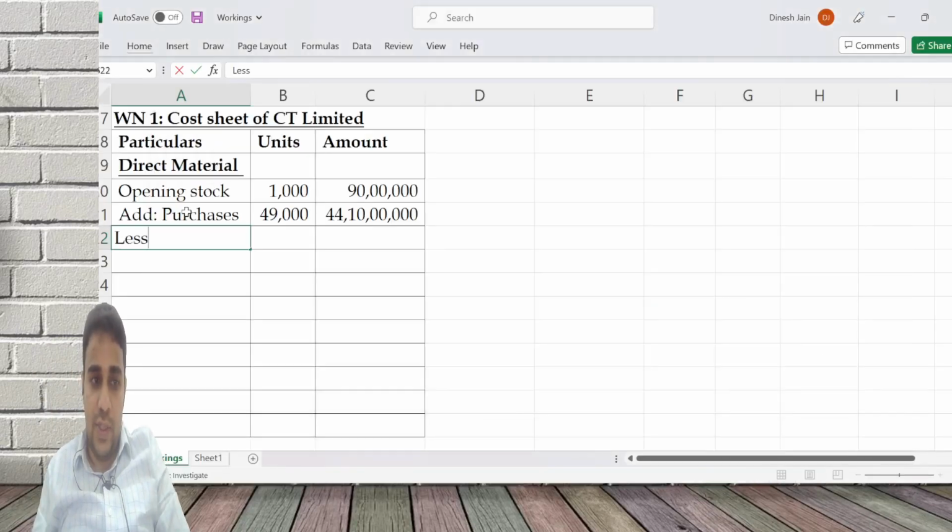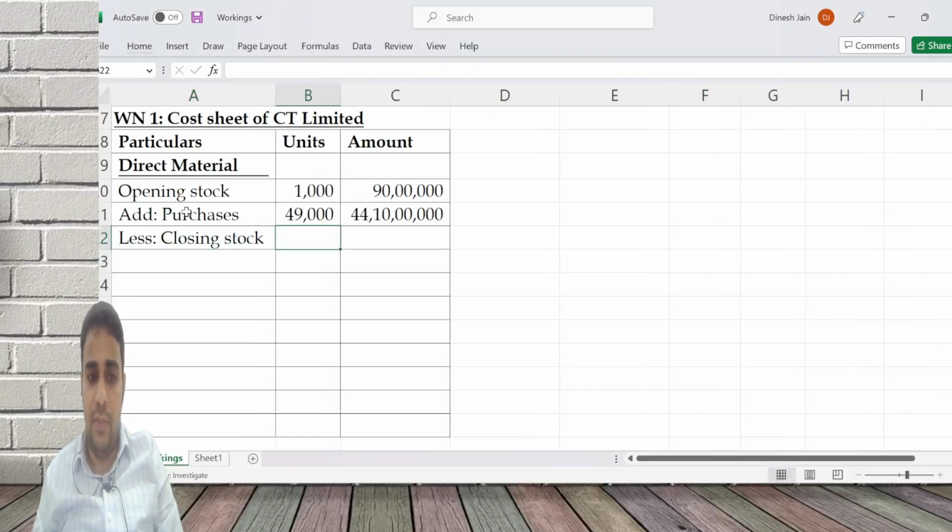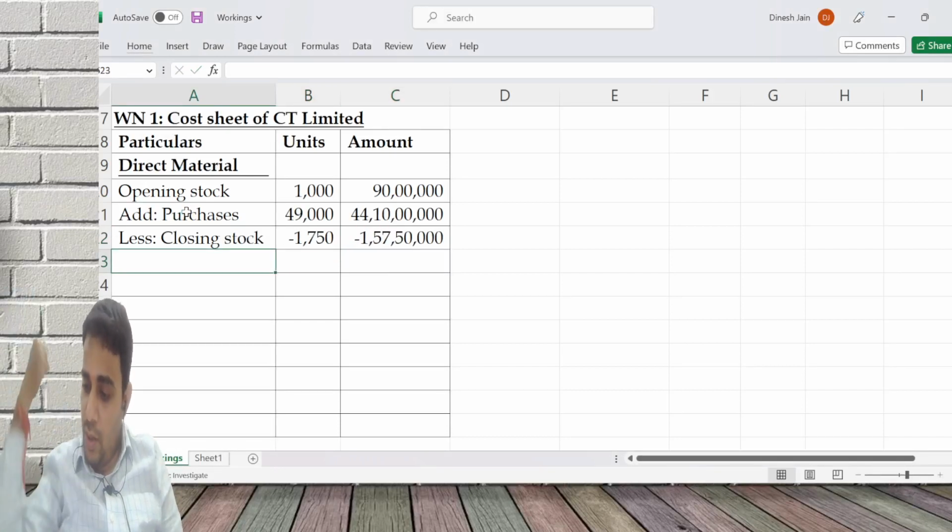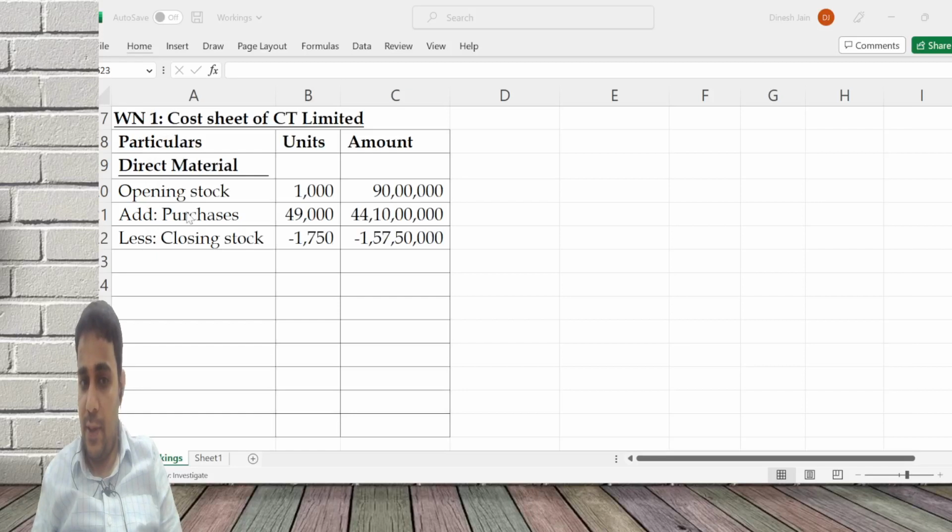Less closing stock. You will understand the importance of units in some time. Closing stock 1750 units, 1 crore 57 lakh 50,000.